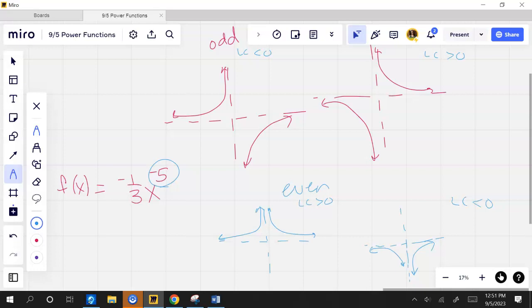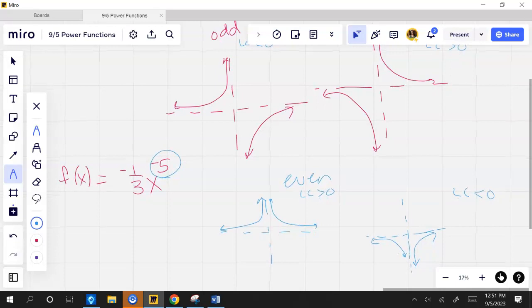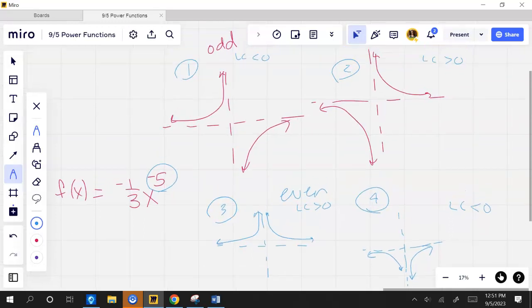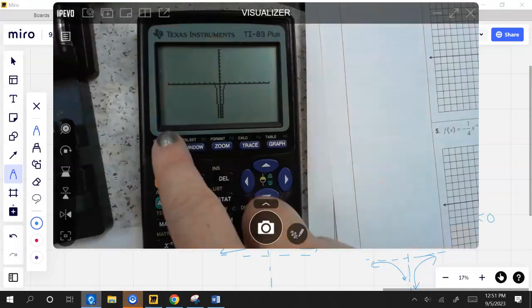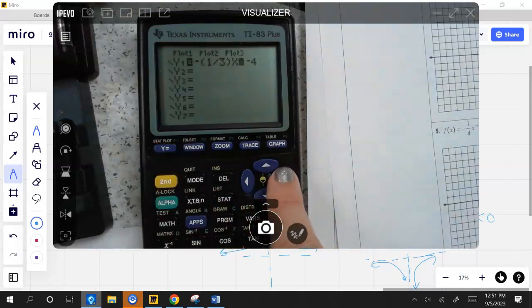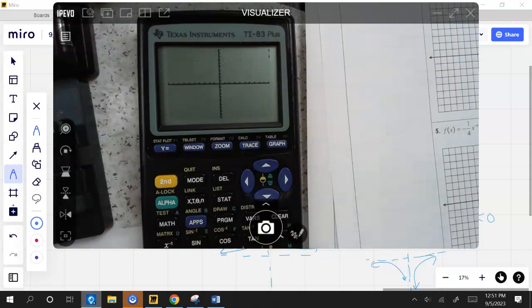Okay? Are y'all with me? Because I kind of went off on the rails there whenever I went back to what I was already doing. All right, so let's graph this negative 1/3 x to the negative 5. Tell me first, what is it going to look like? Which pattern is it? Is it pattern 1, pattern 2, 3, or 4? 1, because it's an odd negative and the leading coefficient is negative. So it should look like this when I graph it. So when I do negative 1/3, negative 5, that is, in fact, what it looks like. Okay? For these, I won't even make you find the exact points. Just sketch it.